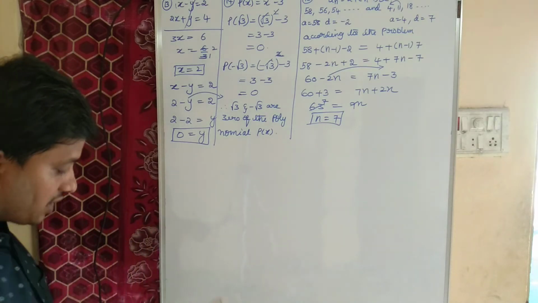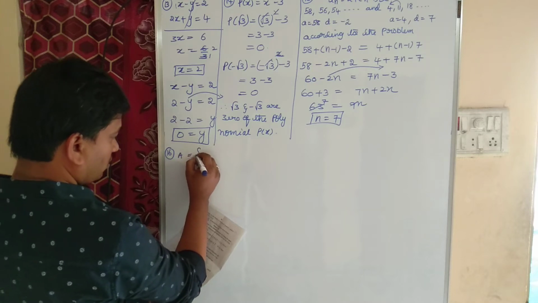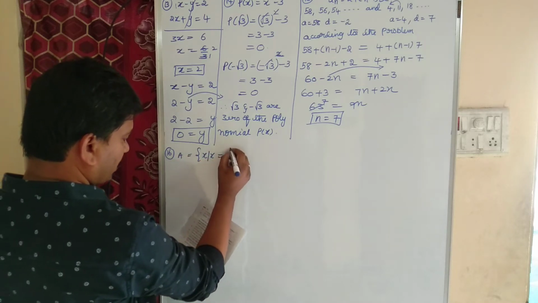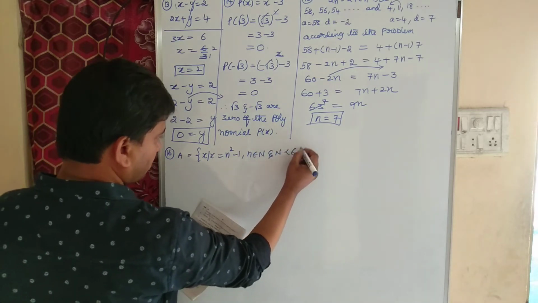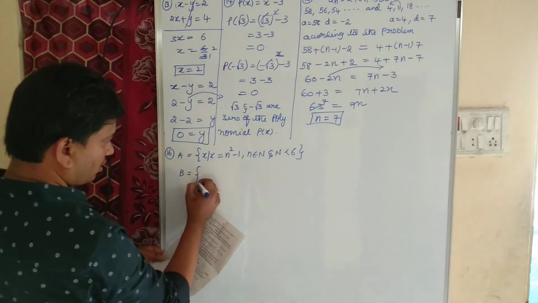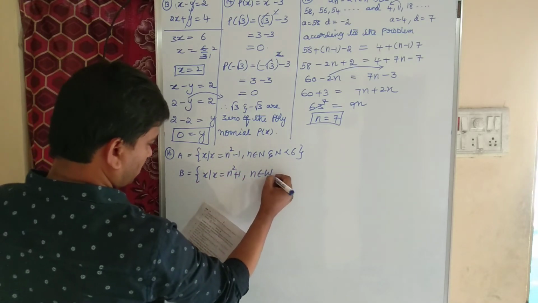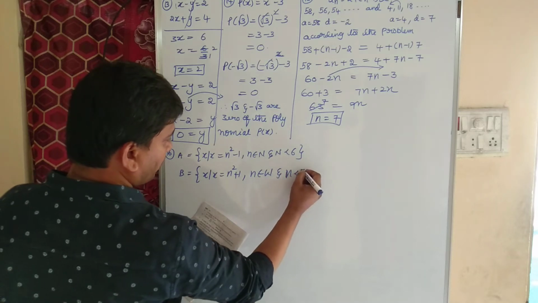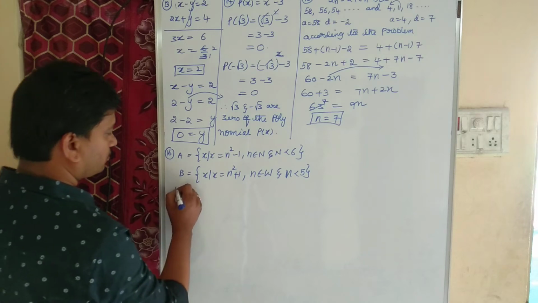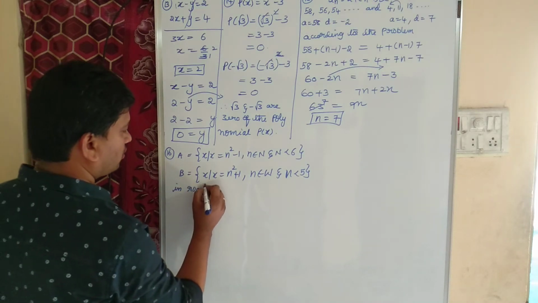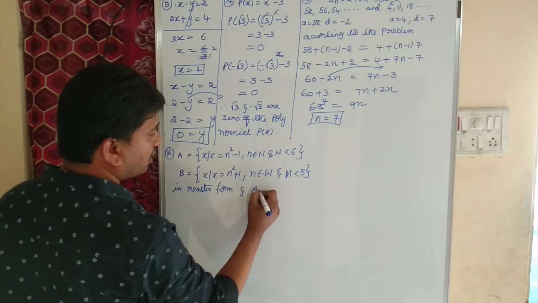Now coming to the 16th question. A equal to x such that x equal to n square minus 1, n belongs to natural numbers and n less than 6. Now coming to set B, x such that x equal to n square plus 1, n belongs to whole numbers and n less than 5. Express them in roster form, and also find A intersection B.